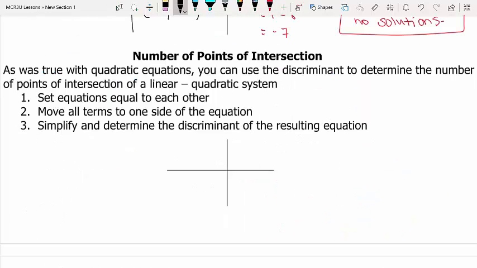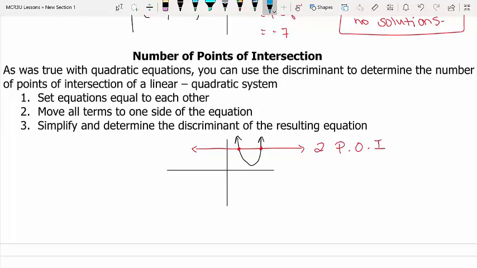So I want to show you what I mean by a system that would have 2 points of intersection, a system that has 1, and a system that does not have any points of intersection. For example, if we have a parabola like this, and a system that involves a quadratic and a linear relation, a system that would have 2 points of intersection would look like this, because there's a point of intersection there and a point of intersection there. So there's an example of where there are 2 points of intersection.